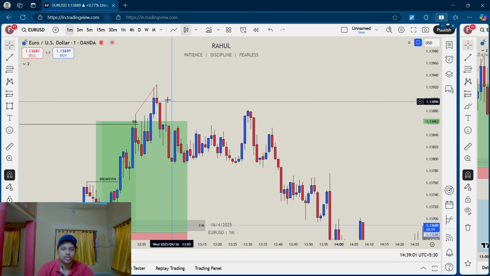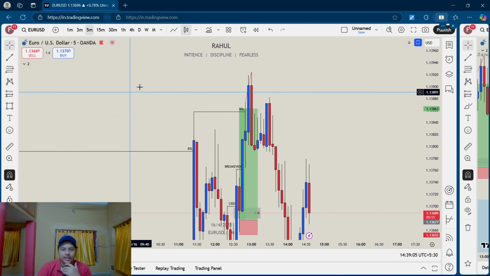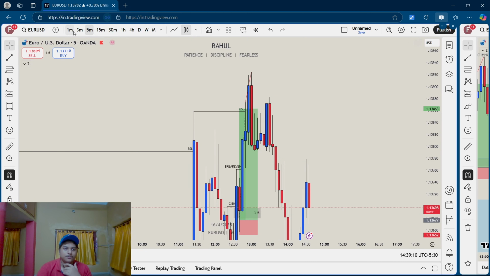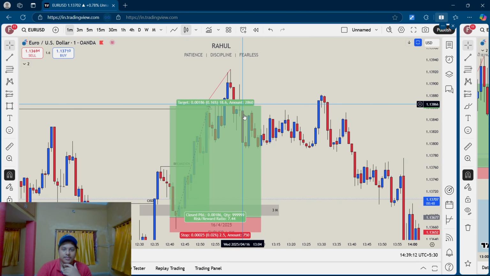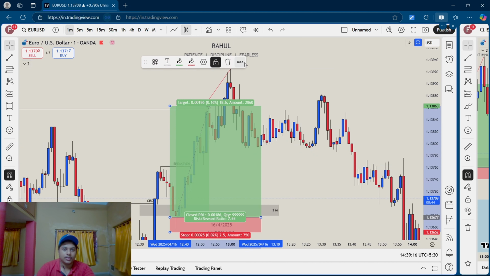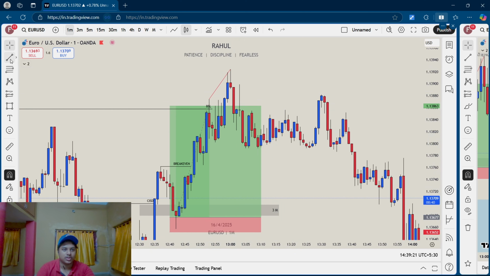So here you get the manipulation move. Then this is not quite a displacement, but see, in the 5 minute, it's a proper displacement breaking this low that created this high. Okay, so if this can be considered a manipulation, it broke this high also. I'll just delete it for a moment. If I delete it, it will not be available one more time, but I'll just explain it through this only.